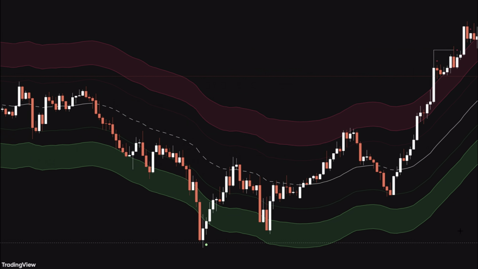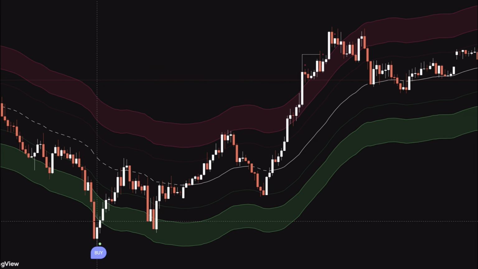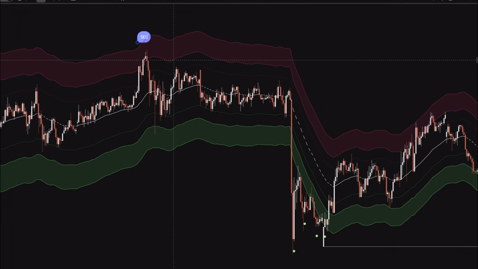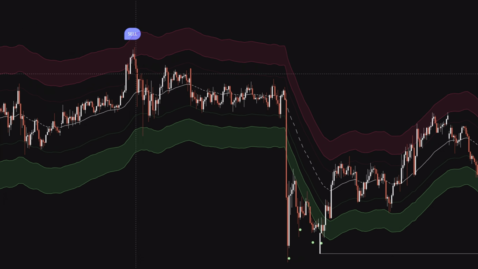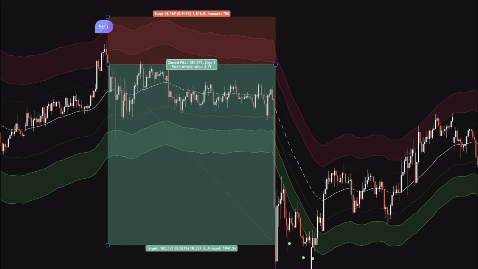Now the way most traders use Bollinger Bands, and this is where the bleeding starts, is simple. Price touches the lower band, they buy. Price touches the upper band, they sell. That's it. That's their whole plan. The truth is, that's not a strategy, that's a prayer.